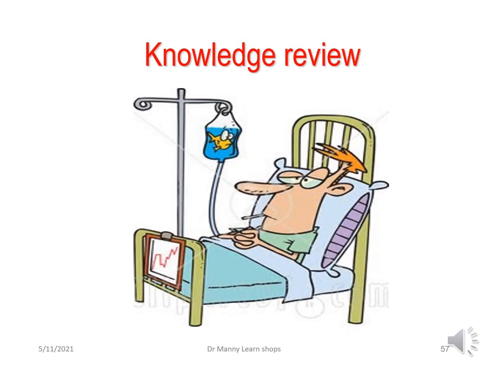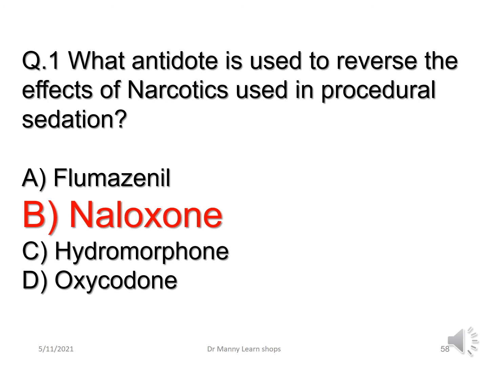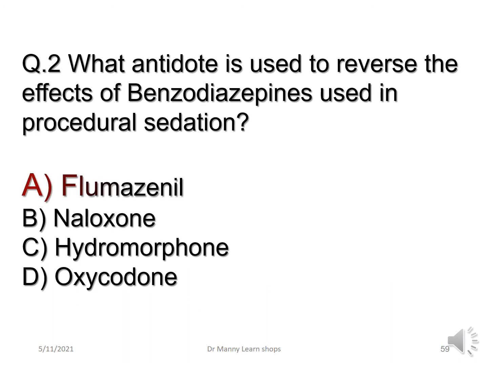So let's review the knowledge before we conclude. This is your job. What antidote is used to reverse the effects of narcotics used in procedural sedation? Flumazenil, Naloxone, hydromorphone, or oxycodone? The correct answer is Naloxone. What antidote is used to reverse the effects of benzodiazepines used in procedural sedation? Flumazenil, Naloxone, hydromorphone, oxycodone? The correct answer is Flumazenil.